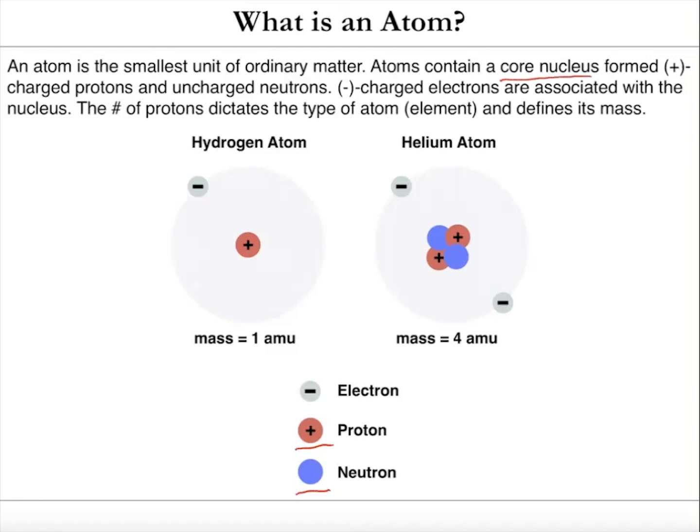And then negatively charged electrons are associated with that nucleus. So the number of protons will dictate the type of atom or element and help define its mass. At the beginning of the universe, basically the only atoms around were hydrogen and helium. Hydrogen has one proton in its nucleus, and that is going to be surrounded by one electron for the most part.